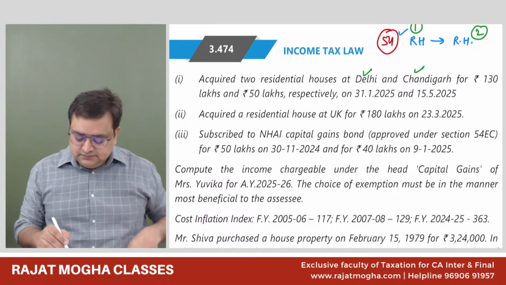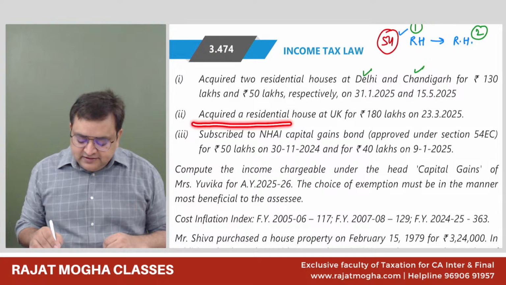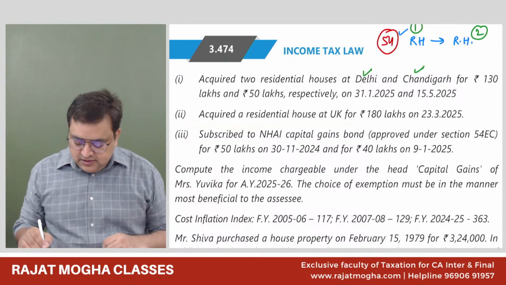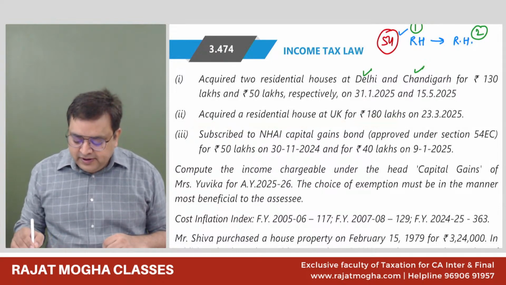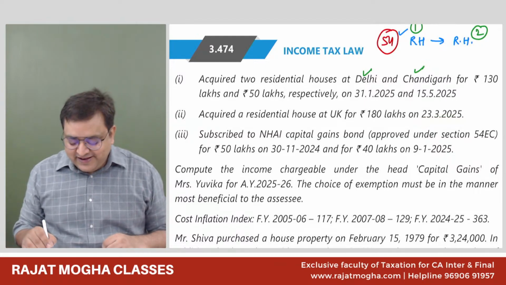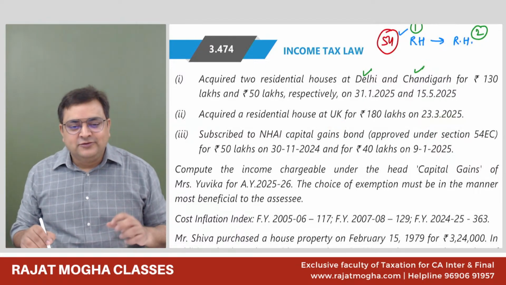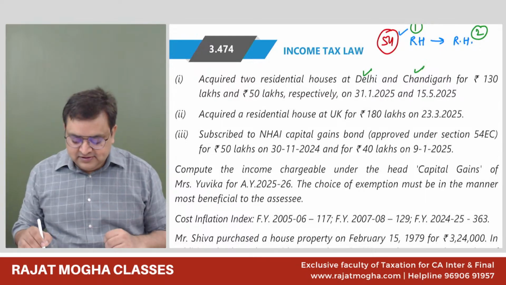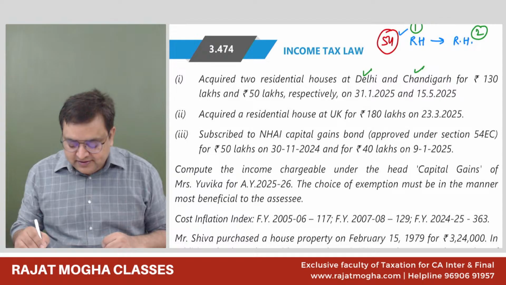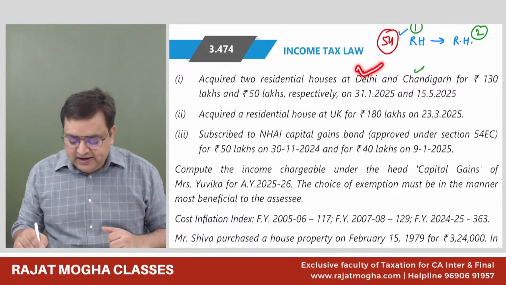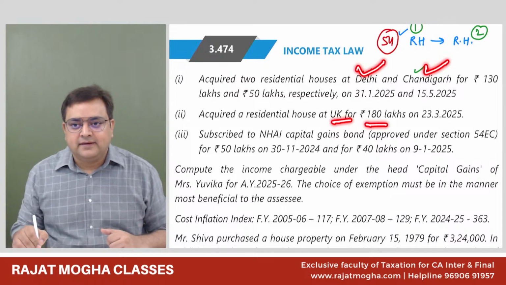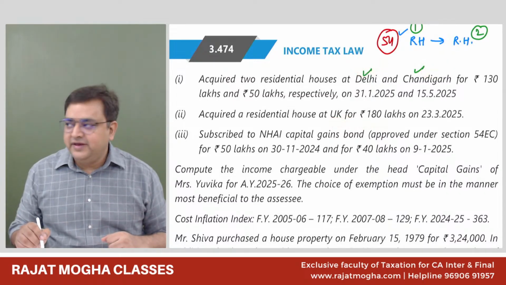Second, acquired a residential house at UK for 180 lakh on 23rd 3 2025. She's acquiring the third house also. So can she acquire this? The answer is, now it is of 180 lakh. Please tell me now which house you will take. If you want to take one house, Delhi house, Chandigarh house, or UK, London house. So that is outside India. We can't.